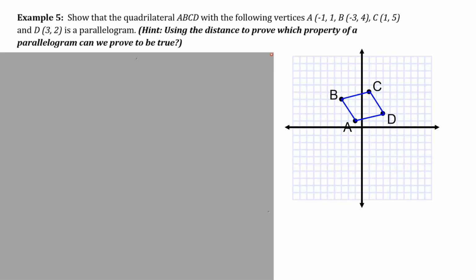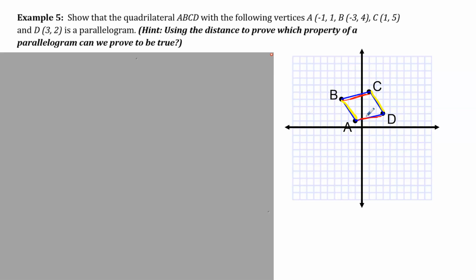So the hint that I gave is that you want to prove the properties of a parallelogram are true. Now there are a lot of properties. For right now, because we've only got the distance formula, the one that we would utilize most effectively with the distance formula solely is that the opposite sides of a parallelogram are congruent. So I ultimately want to show that AB and CD are congruent, and I also want to show that BC and AD are congruent.